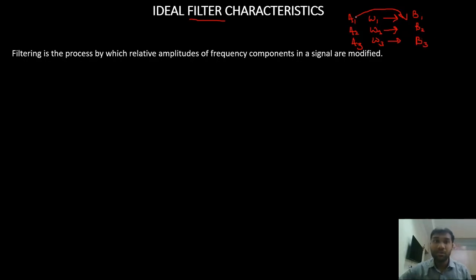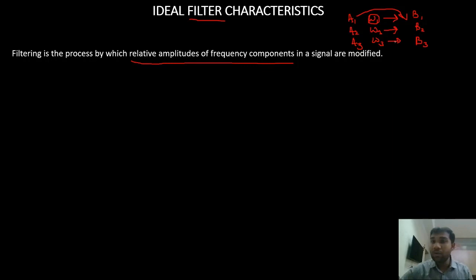It modifies the relative amplitudes of the frequency components in a signal. It modifies the amplitudes of the frequency components in a given signal. That is what a filter does. So how does this filter modify these relative amplitudes? Based on that, we will have different types of filters.